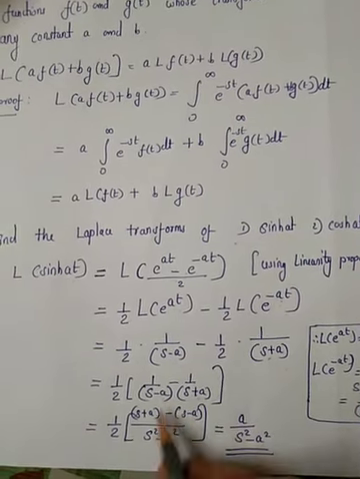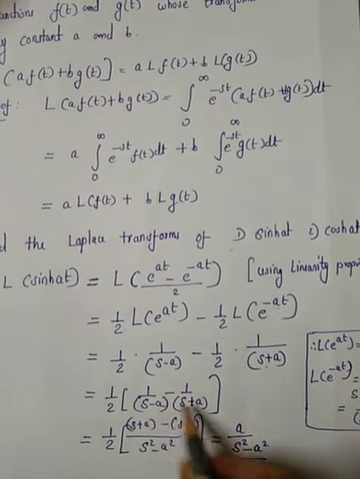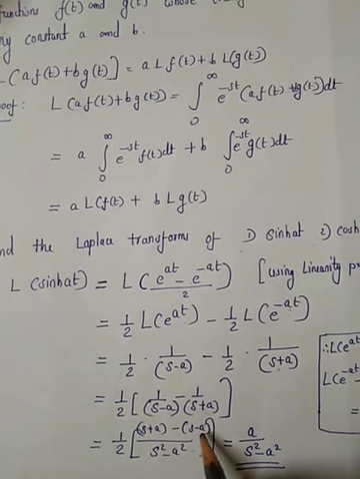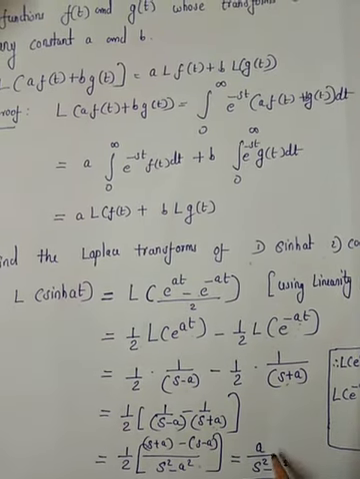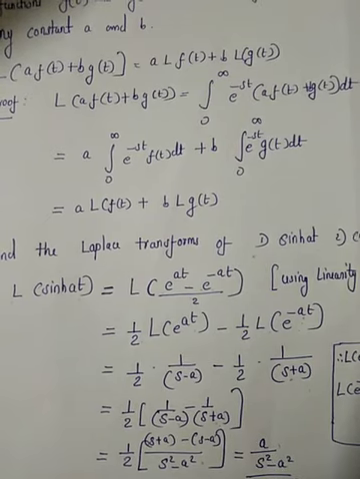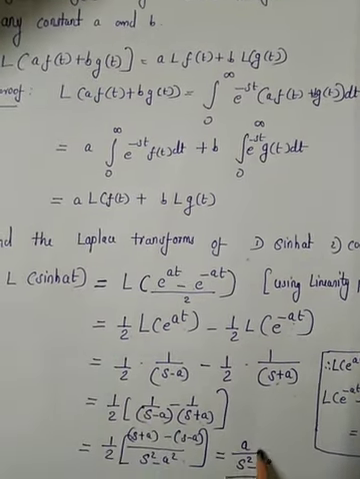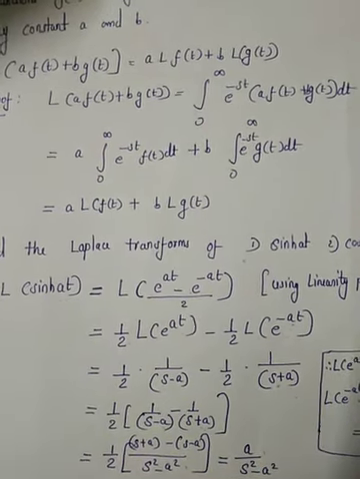That is s minus a into s plus a is s square minus a square. That means the numerator becomes s plus a minus of s minus a. Simplifying we get a by s square minus a square. So the Laplace transform of sinh at is a by s square minus a square.